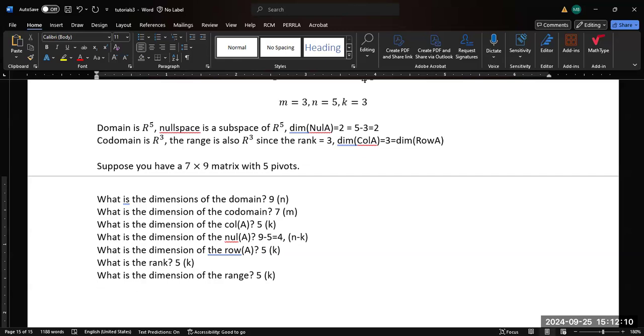So this is a nice question that I like to ask on an exam for my students. Given a matrix of a particular size with a certain number of pivots, tell me about the dimensions of these various subspaces associated with matrix A.